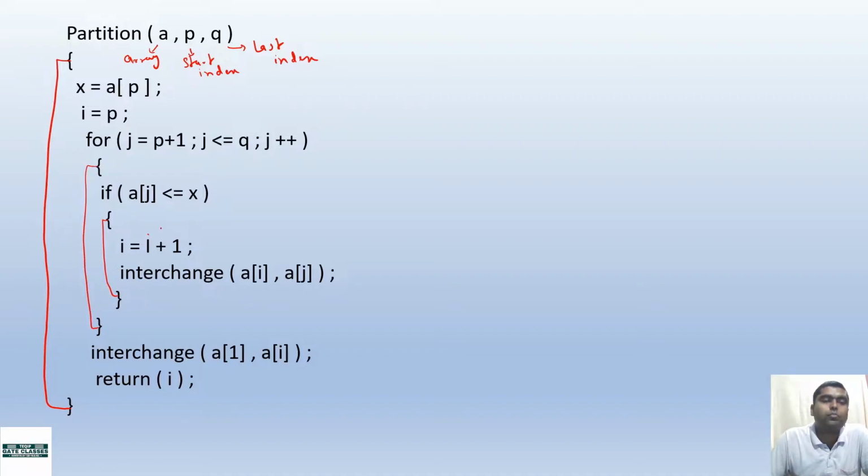and this is the for loop. After the completion of this particular for loop, finally what will happen is that our a of 1 and a of i we will interchange. Why a of 1? Because the first element p, the first element, we had selected as a pivot element. So I hope that this is clear. Not as of now, let me solve a problem, then it will be very much clear.